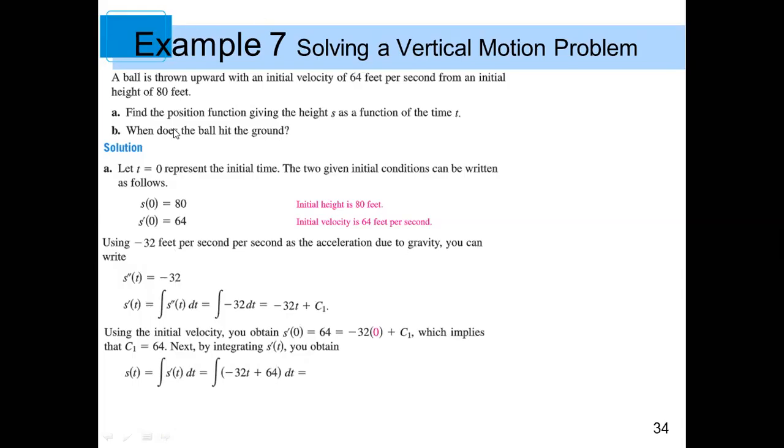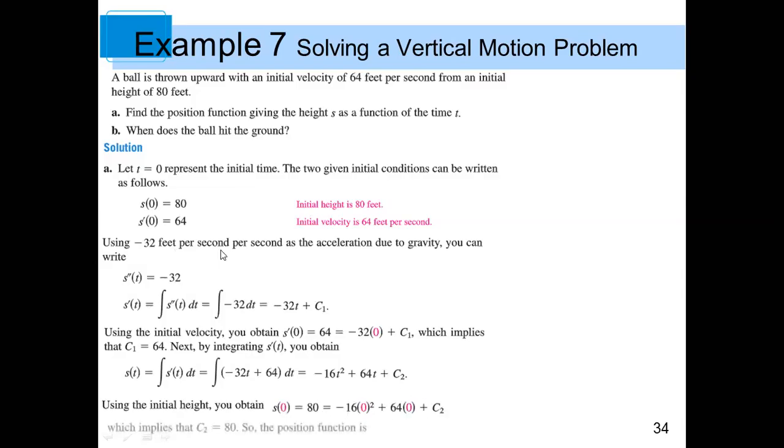The question asks me, what's the position function? Well, if I know the velocity function now, I got to integrate one more time. And the antiderivative of negative 32t plus 64 is negative 16t squared plus 64t plus c2. Now I also know the initial height, the initial position, or the initial condition for the height function. So using the initial height, you can plug in 0 into the function and set it equal to 80 and solve for c2.